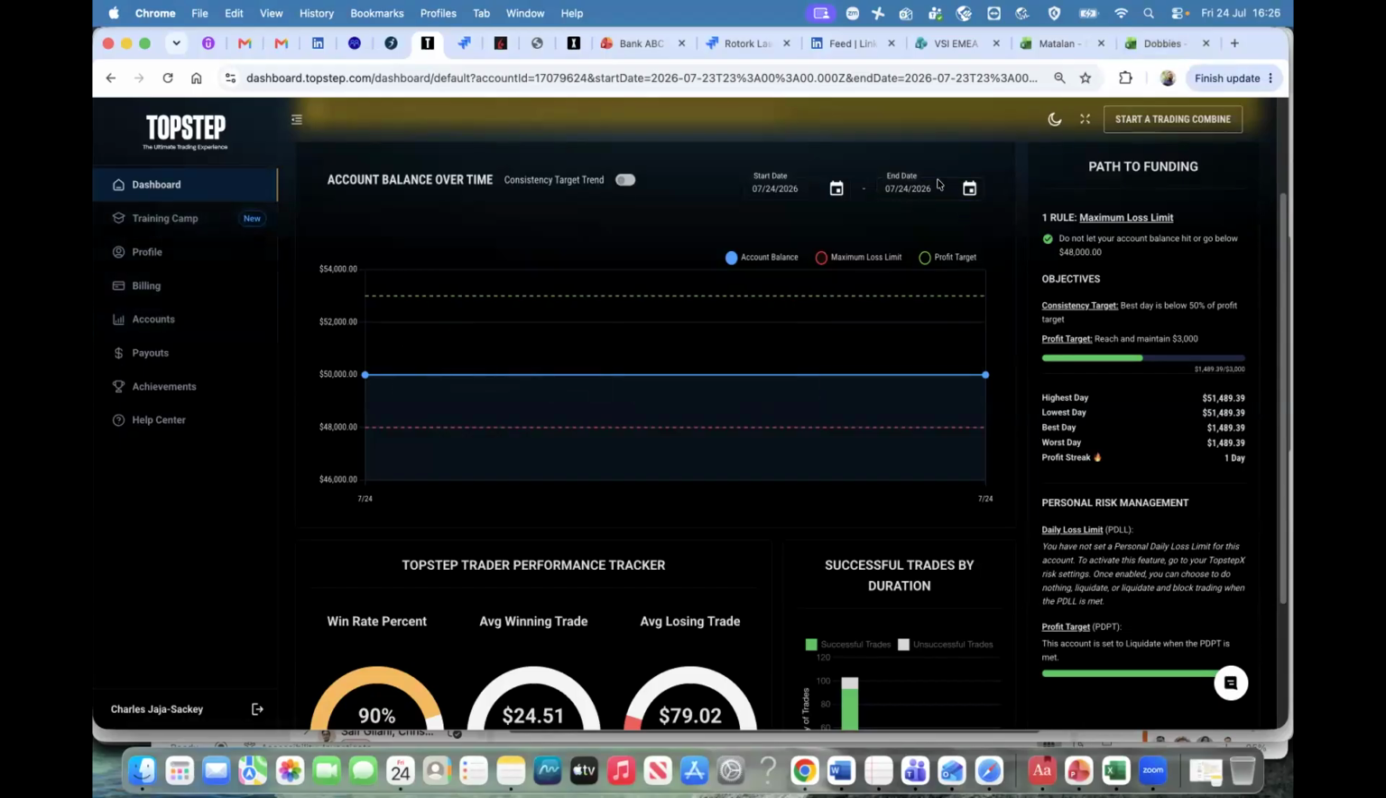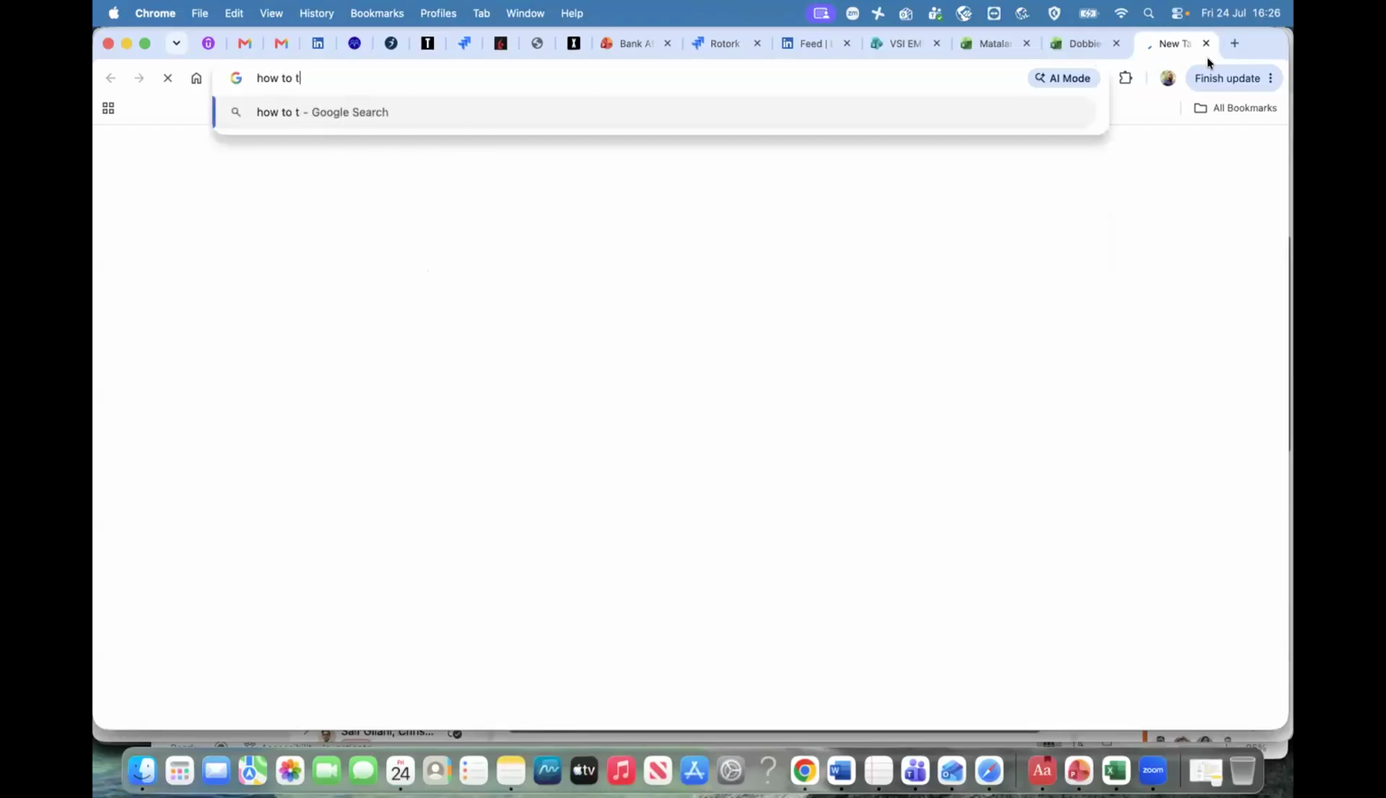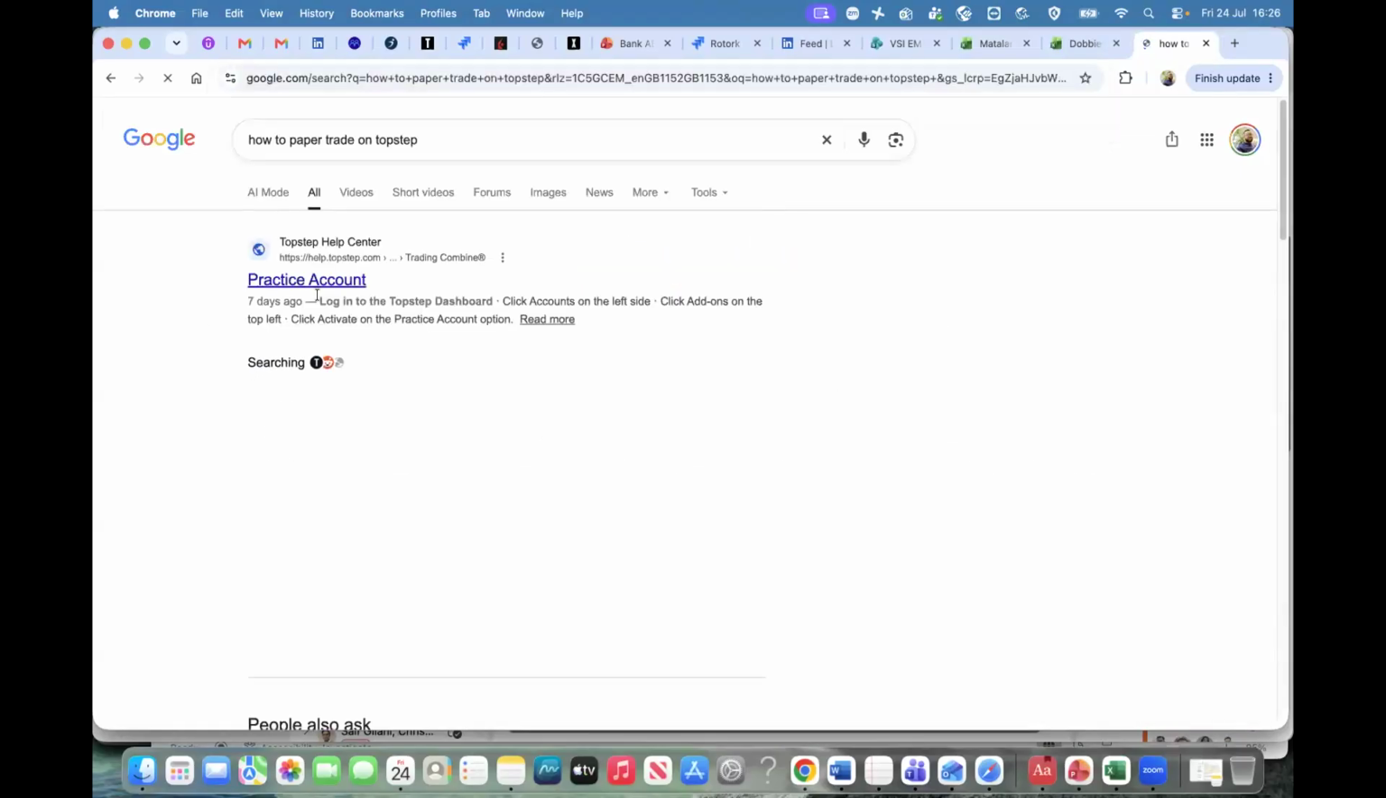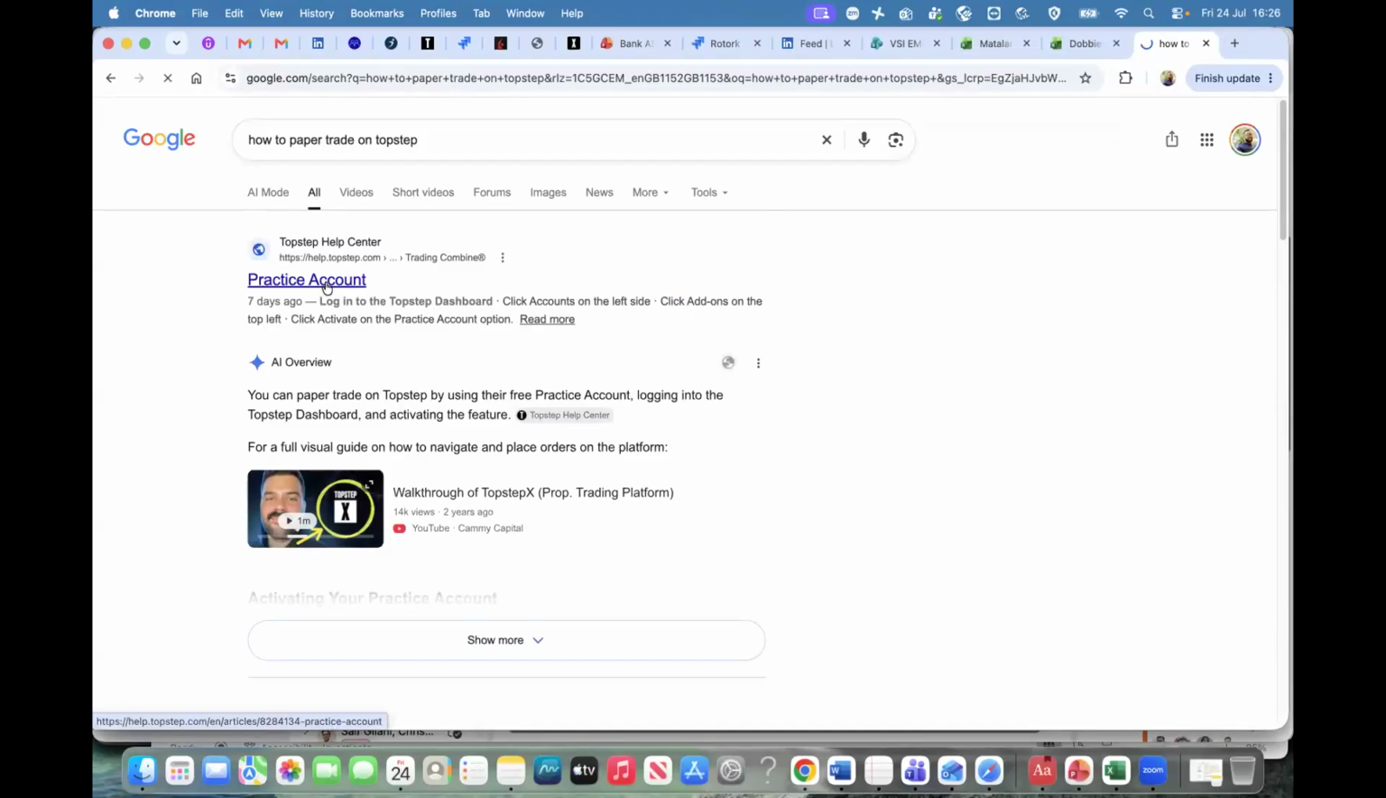So what you do is you come to dashboard, I think, and then you go to set somewhere. Hold on. I've posted it before for sure. The other day I posted it. I'll just Google it here. How to paper trade on TopStep futures on TopStep. It's okay, we'll show you here. Practice account, there we go.